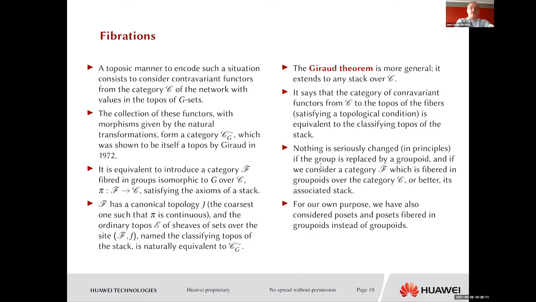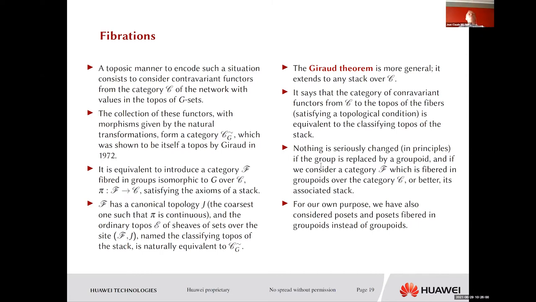Okay, so let's go back to our toposic interpretation now. As we have seen, we need to take into account this group invariance. So the toposic manner to encode this situation consists in considering the contravariant functors from the category C of the network, the one we have seen, that takes into account the structure of the network, with values in the topos of G-sets. Because the actions of this group G on sets are the objects in the topos of G-sets.